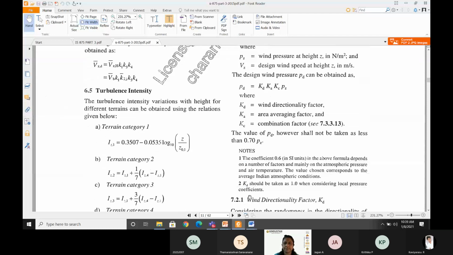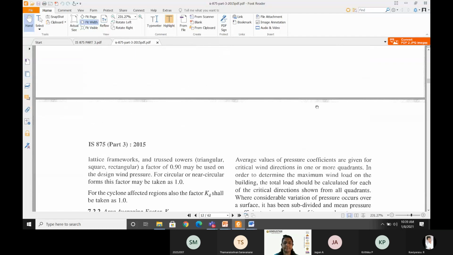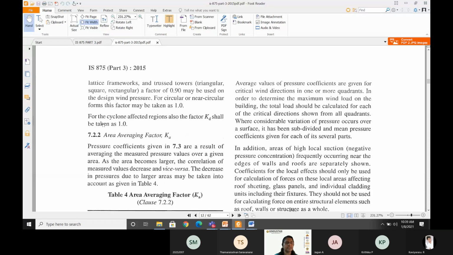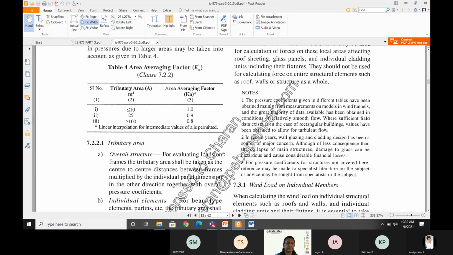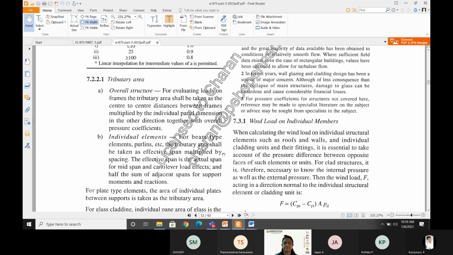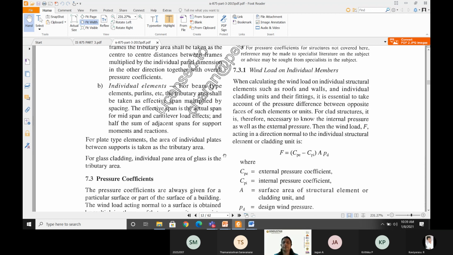So all these factors are given here. KD is taken as 1. Similarly, KA is given here; depending upon the area, KA values are given there. I hope you understood up to this. Is it clear?